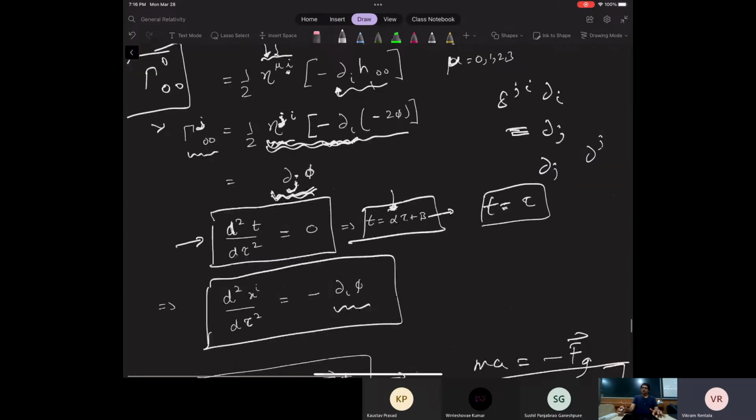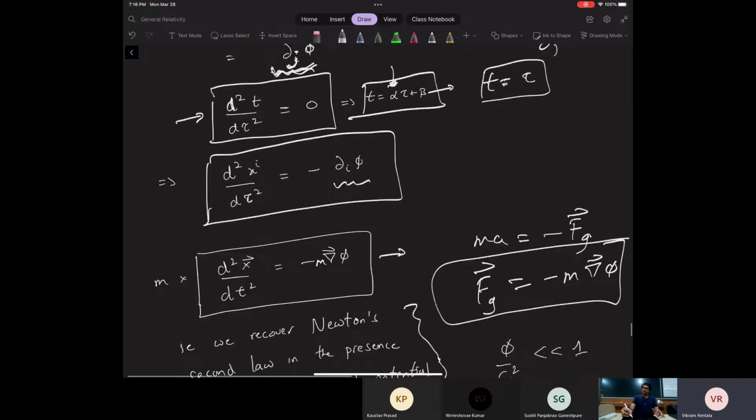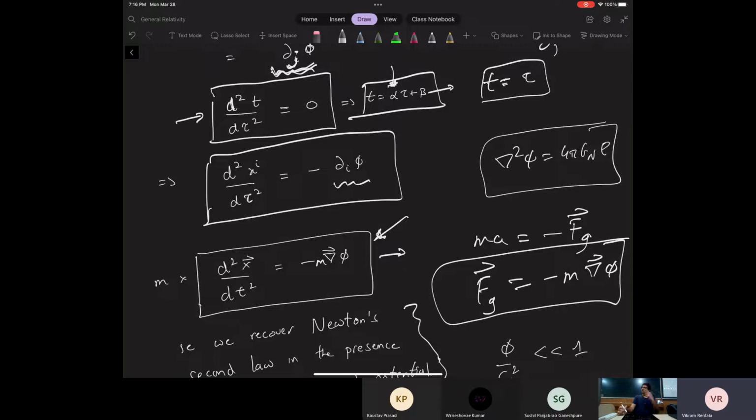Both for how the sources produce gravitational fields, which was this equation, and also for the action of these gravitational fields on test particles. They give you exactly Newton's laws. Now that's rather interesting, right? It tells you that something is right with GR.